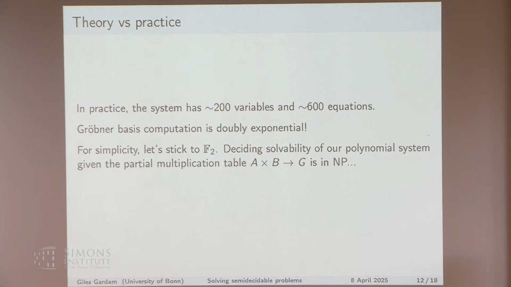Well, deciding the solvability of that polynomial system, given this sort of partial multiplication table, telling me how to multiply things in my finite ball, that's a problem that's sort of obviously in NP. I'm just given this finite bit of data that then specifies a system of equations. If there's a solution over F2, I can just sub it in and verify that it really is a solution. So this is a problem that's in NP.